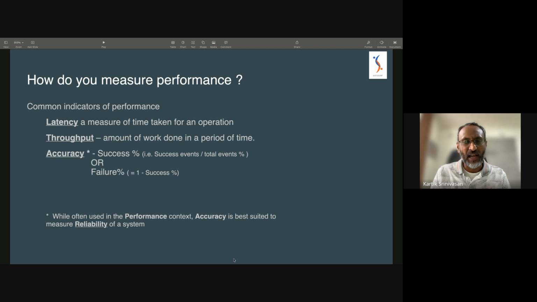The third one is accuracy, and more like success percentage versus failure percentages, etc. But we will leave that aside because commonly you will see these come up in literature as a performance indicator, but really this is more a reliability indicator than a performance indicator. So while you will see accuracy in common conversations being associated with performance, it really is a measure associated with reliability. Latency and throughput are the two to remember.